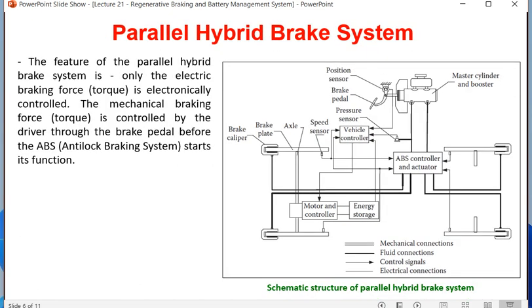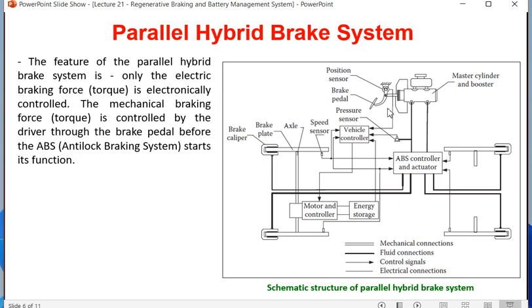So for the parallel hybrid brake system, you are finding the same thing, the same block diagram is shown here. The feature of the parallel hybrid brake system is that only the electric braking force or torque is electronically controlled. Mechanical braking force is controlled by the driver through the brake pedal before the ABS starts its function. So whatever mechanical system is there, this is producing the mechanical braking, and the electrical braking system is not shown here, but you can find that only the electric braking force is electronically controlled.